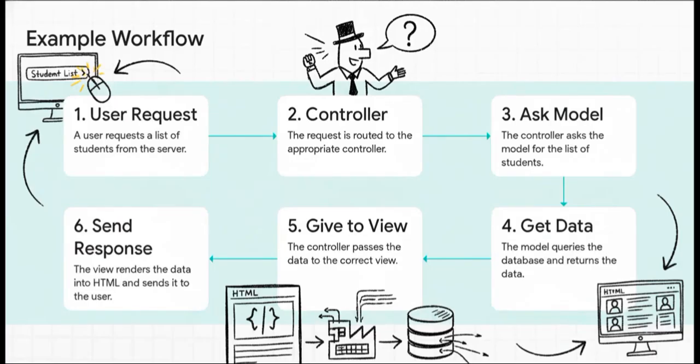All right, let's walk through this. Step 1, you click a link to see a list of students. That click hits the controller. The controller, acting as the director, turns to the model and says, "Hey, get me the list of students." The model then goes to the database, fetches the data, and hands it back to the controller. The controller then takes that raw data, finds the right view, and says, "Here, make this look like a student list." Finally, the view formats it all into a nice HTML page and sends that final result back to your browser. See? A perfect, clean workflow where everyone does their one job.